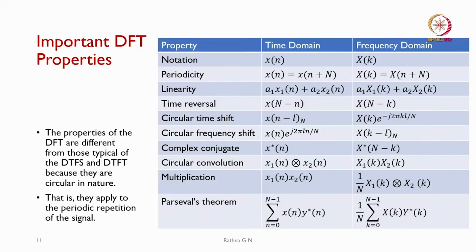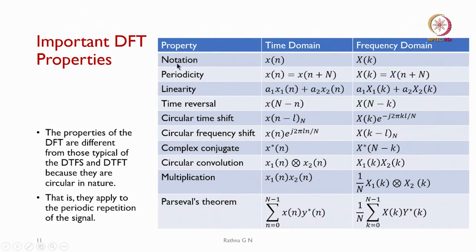Now, some of the important DFT properties we are seeing in this slide. The properties of DFT are different from those typically used for the discrete time Fourier series and discrete time Fourier transform, because they are circular in nature. That is, they apply to the periodic repetition of the signal. Here you can have DTFS or DTFT, which can be a continuous signal from minus infinity to infinity, whereas this uses a circular property.